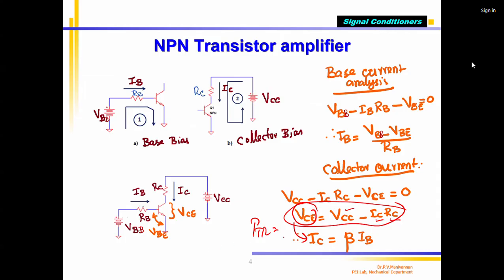Correct? But at a special condition, at IB equal to IB max, what will happen? IC will be IC max and VCE will be VCE sat, which is nothing but 0.2 volts. Then the power PTR equals 0.2 into IC. Otherwise, you have to calculate VCE using this formula and compute.